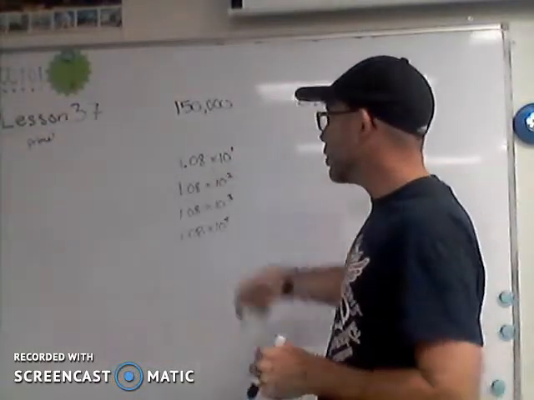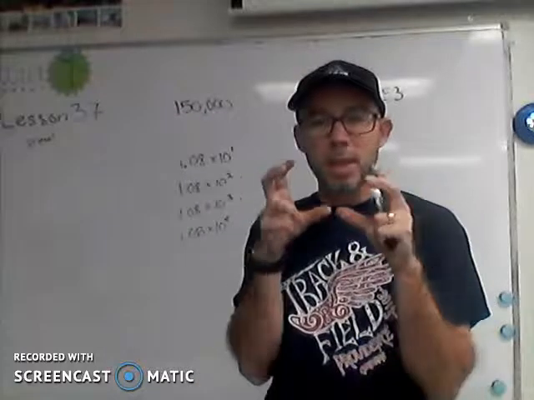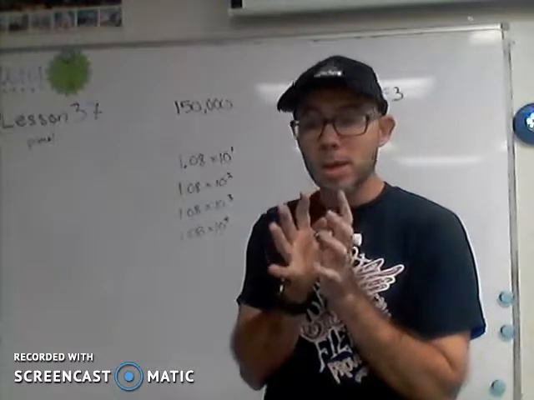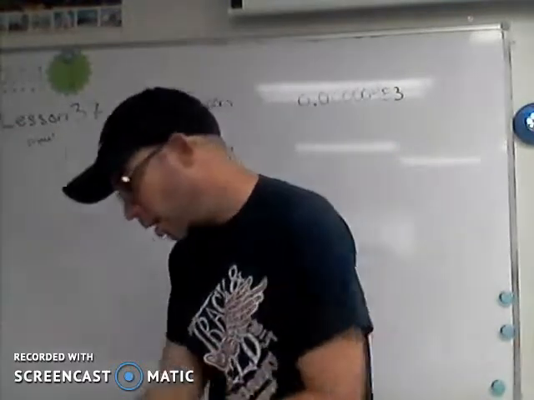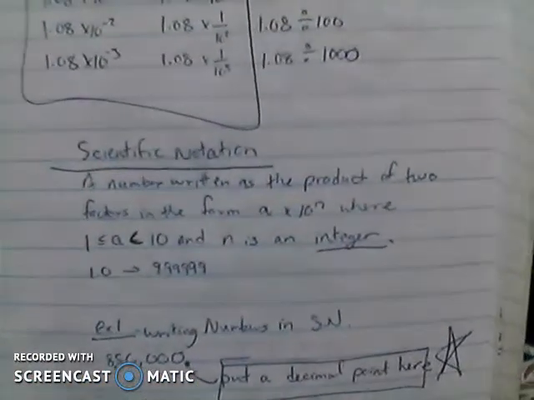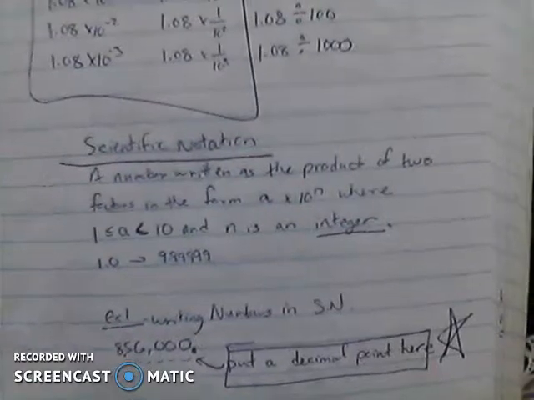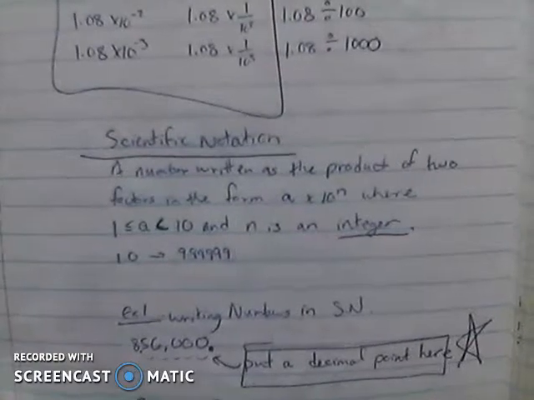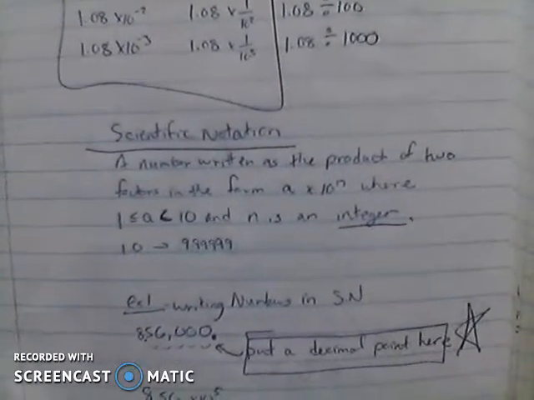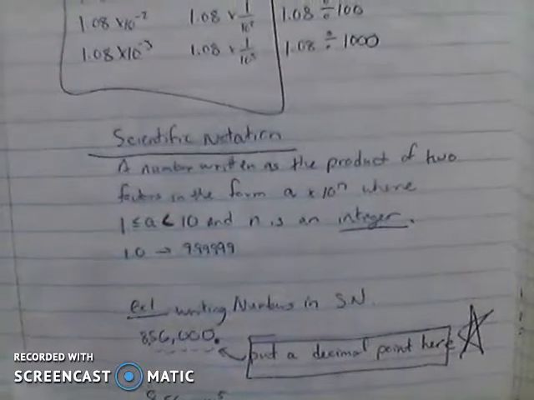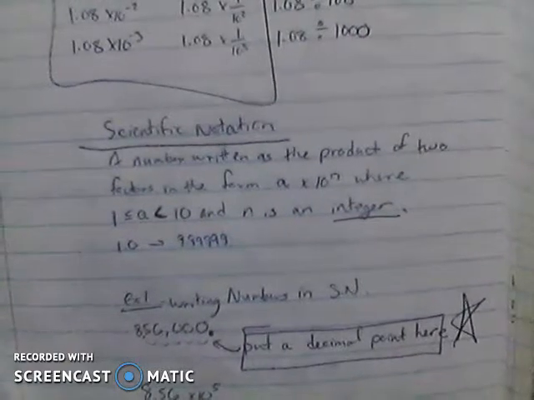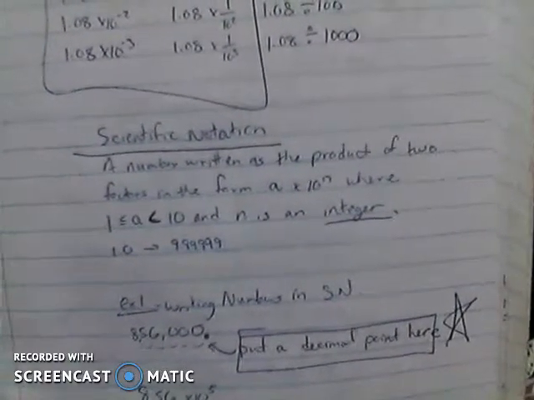So now the reason why this is the case is that basically we want it as a number that's easy to deal with, and that would be a number between 1 and 10. You can see the definition there in your book. Scientific notation is a number written as the product of two factors. The factors come in the form of A, that's your number between 1 and 10. It can be 1, it can be all the way up to 10, but not including. And then the other factor being times 10 to the power of n, where n is an integer. That means it's a whole number.